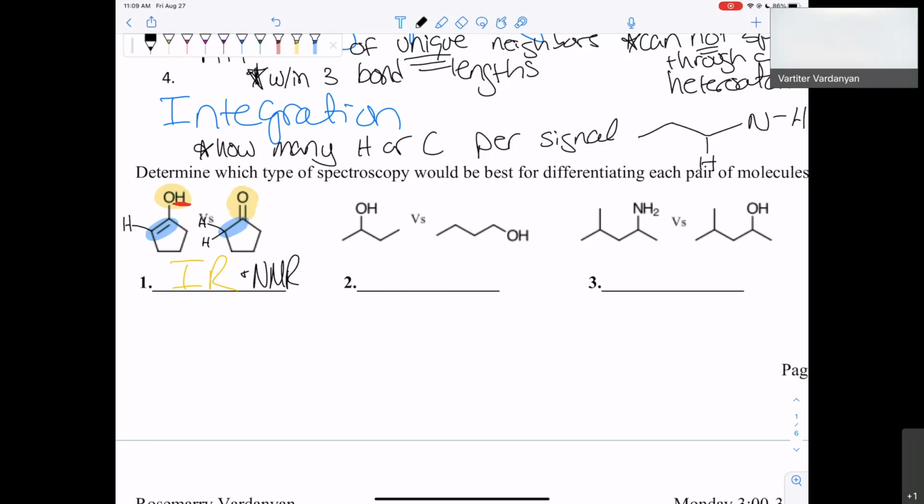NMR, exactly, because the only thing that's different is where the OH group is. So this one is, what? Is it primary, secondary, or tertiary? Secondary, cool. Versus the other one is primary, cool. So we're going to use NMR. And what about the third one?